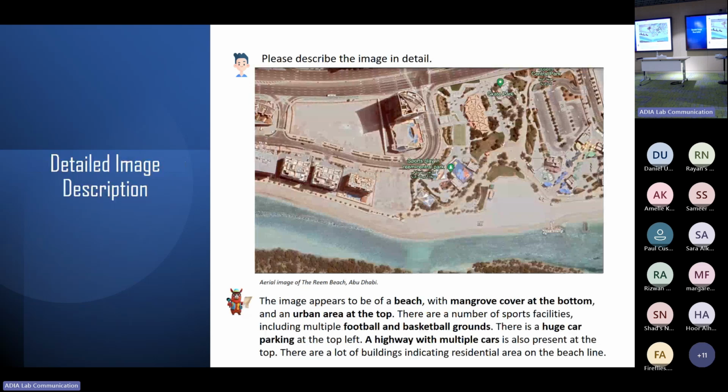This is an image from Reem Beach. The question was, please describe the image in detail. The model starts with: this appears to be a beach, and there is mangrove cover. Then it talks about some football fields and a basketball field in the middle, and then it says there is a highway at the top with vehicles. Then it says there are a lot of buildings, indicating it's a residential area on the beach line.